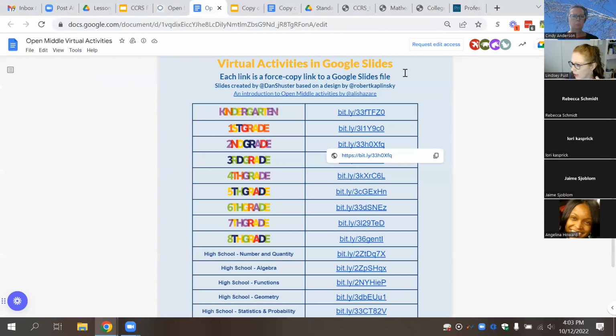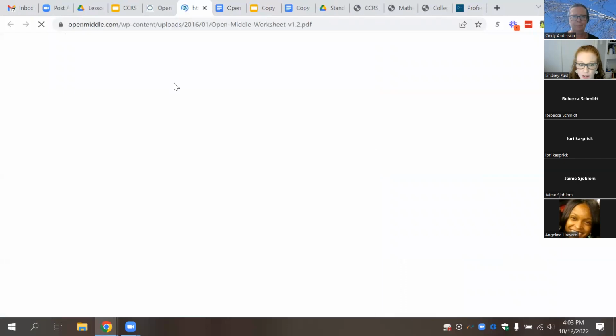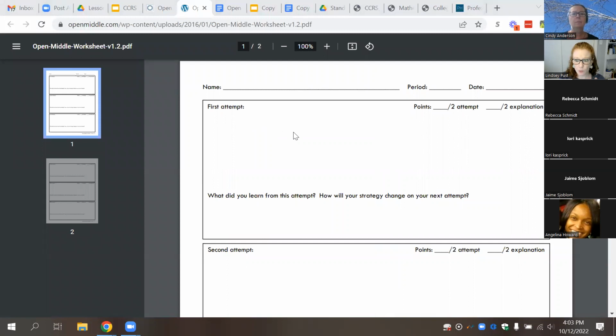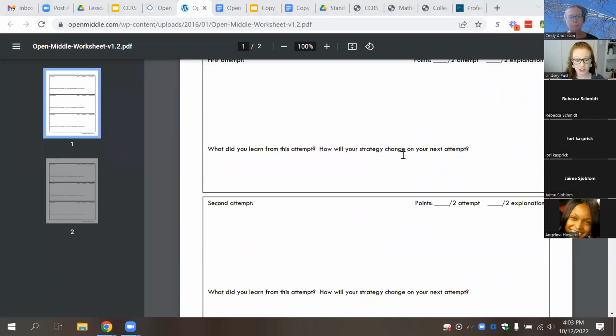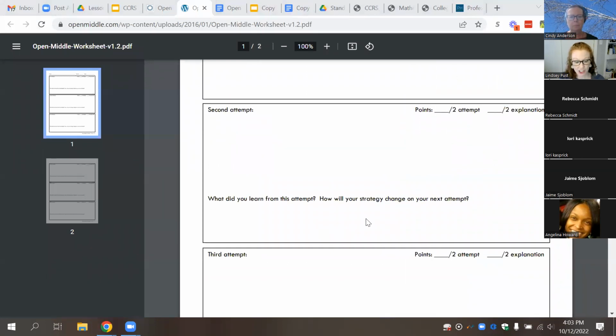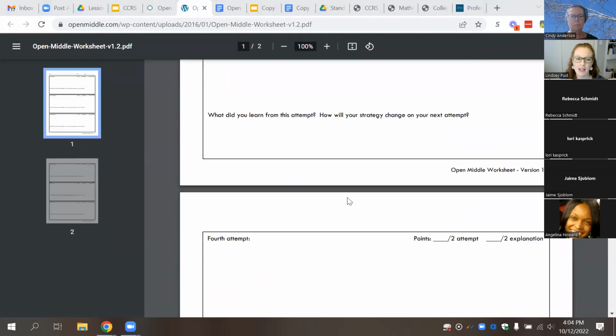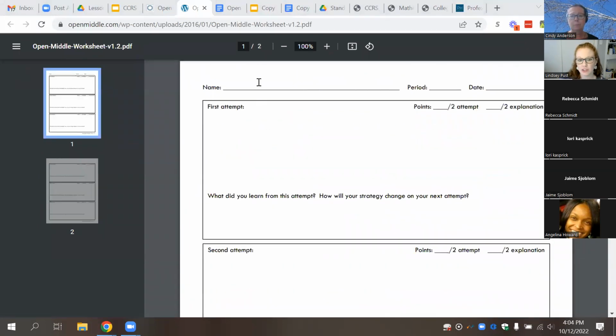The other thing, I hope I have time, I have 47 seconds, is where to go. What I love about this is there is a printout, and there's a Google Doc version as well, but it literally has first attempt. What did you do? What did you learn? How's your strategy going to change? Your second attempt. What did you do? What did you learn? How's your strategy going to change? And it goes all the way up to 6, just to send the message: it's okay to have to adjust your answer, but we can still think strategically about how to do that. So I love that message that it sends.